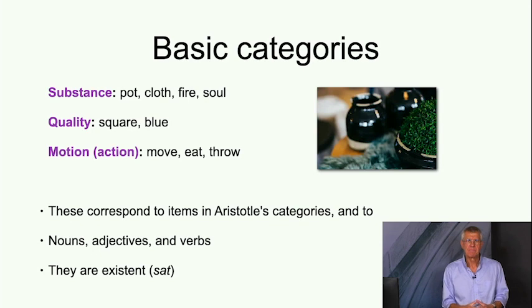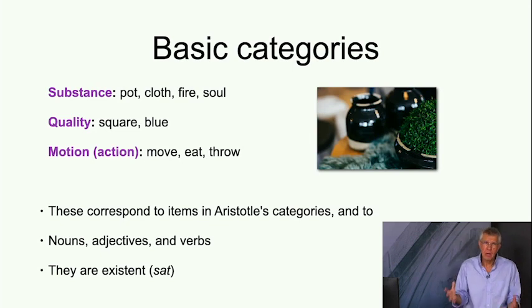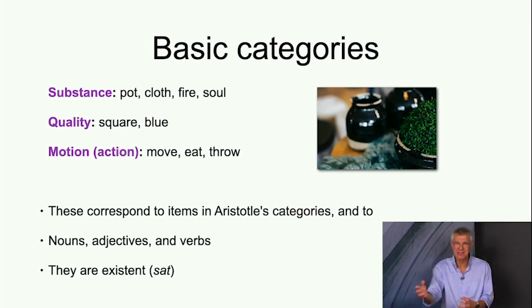Secondly, there are qualities. For example, square or blue. A quality is something that is, again, familiar from Aristotle's categories. It is something that is a predicate said of a substance. The pot is blue, for example, or the cloth is square. These are things that we can use to describe and discuss substances. And then there are motions or actions, like move, eat, or throw. A substance can move another substance, or eat it, or throw it, and so forth. And so all of those correspond to items in Aristotle's categories.